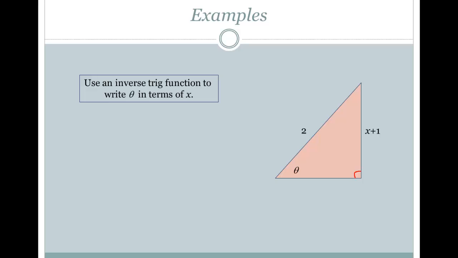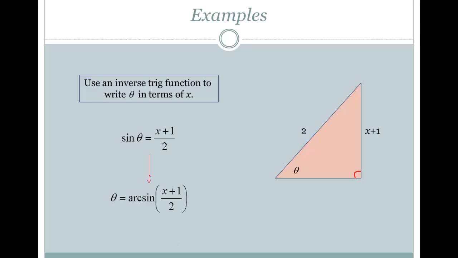Here I should be thinking about sine. So I should have sine of theta is x plus 1 opposite over hypotenuse 2. So that theta here is equal to arc sine of x plus 1 over 2. Okay. Hopefully that makes sense.